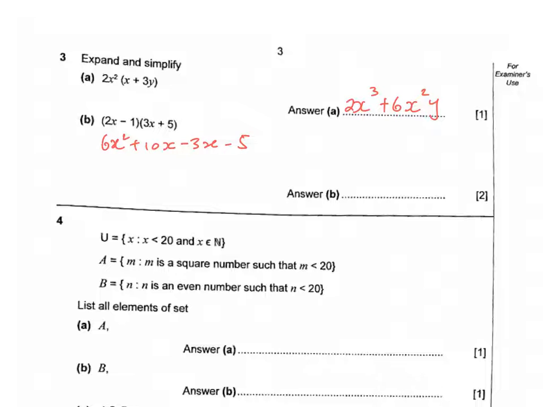Then you now simplify. If you simplify, this will give us 6x squared. 10 minus 3 gives us 7x, and then we say minus 5. Okay, these are unlike terms. Don't commit suicide by simplifying further. Okay, then we go to question 4.